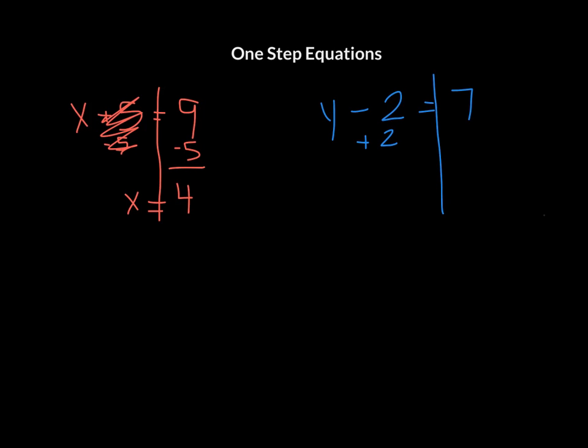So you want to think of that as a minus 2 plus 2, which would go to 0 as well. I have to add 2 over here. 7 plus 2 is 9, which means y has to equal 9.